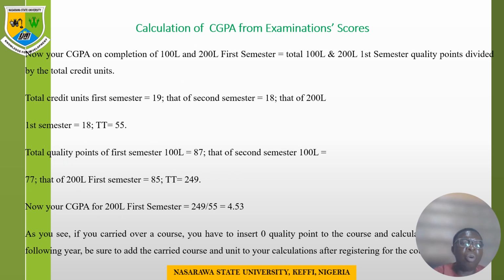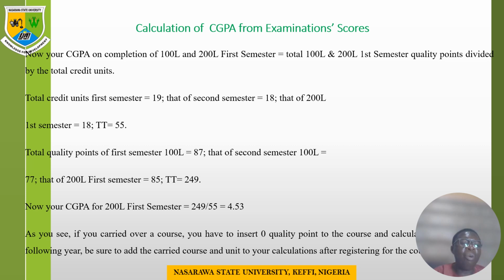Now your CGPA on completion of 100 level and 200 level first semester is the total quality point divided by the total credit units. Total credit unit of first semester is 19, that of second semester is 18, and that of 200 level first semester is 18. The total is 55. Total quality point of first semester 100 level is 87, that of second semester 100 level is 77, and that of 200 level first semester is 85.